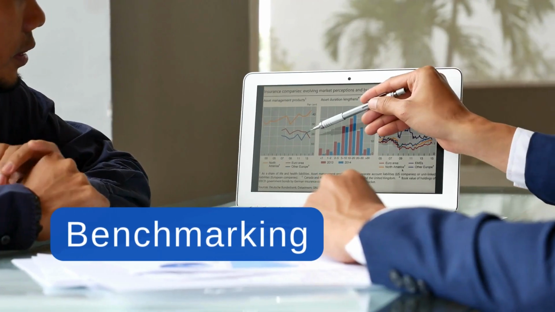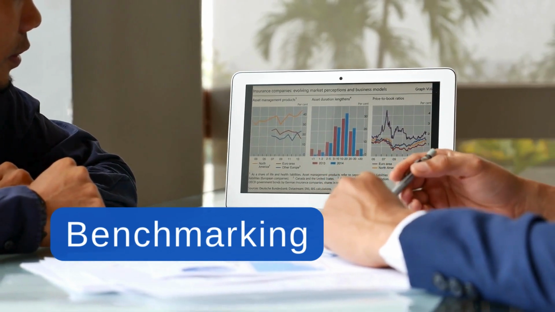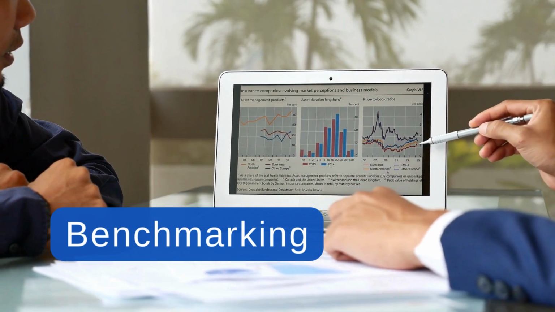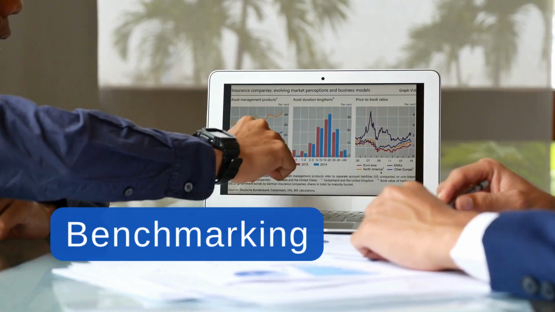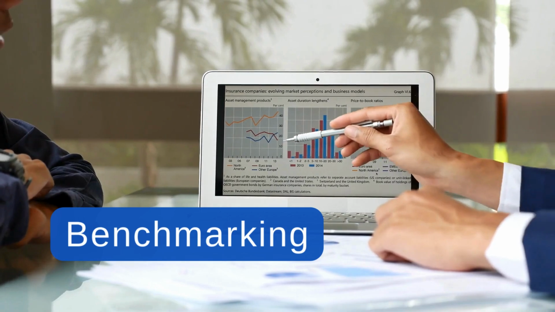B. Benchmarking. Compare the company's financial performance to industry peers, competitors, or benchmarks to gauge its relative strength, competitiveness, and position within the industry. Benchmarking provides context and insight into the company's performance compared to its peers.